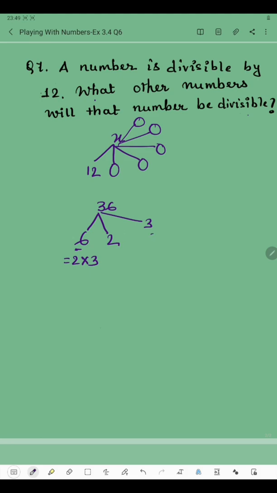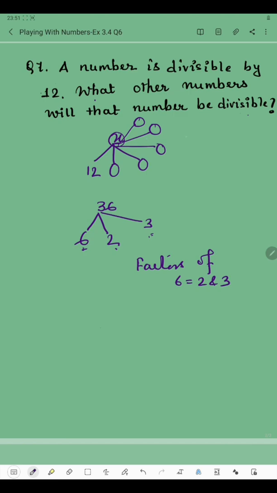Now this we can find in another way also. See here, the 36 is divisible by 6. Suppose this is given. So how we have got these two numbers? These are the factors of 6. So factors of 6 are 2 and 3. That means always remember, if a number is divisible by any number, then this number will be divisible by the factors of this number also. Like here 36 is divisible by 6. So the factors of 6 are 2 and 3. So 36 is divisible by 2 and 3 also.